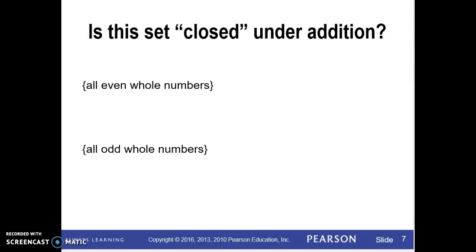So how about odd? Does the same thing work for odd? Do some experimentation. I hope you found out that the answer is no. If I add two odd numbers, I get an even number. 5 plus 3, for example, is 8, which is even. So therefore, the set of all odd whole numbers is not closed under addition because I can add them and get something that's not already in the set. I had to go, quote unquote, outside the room to get my answer.